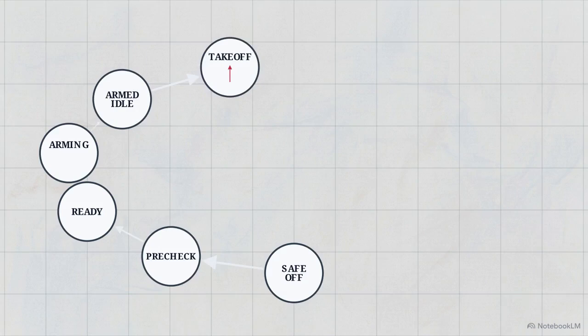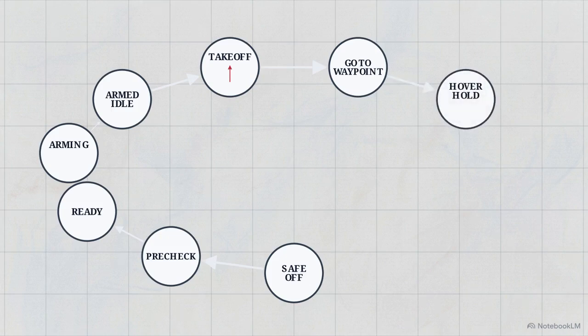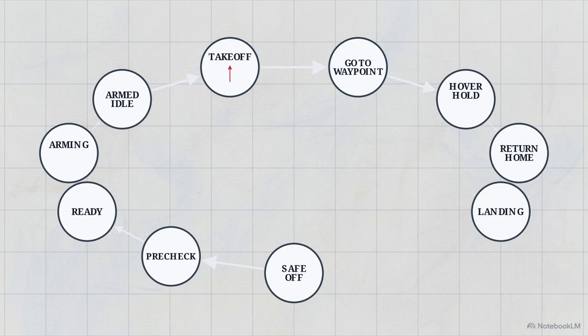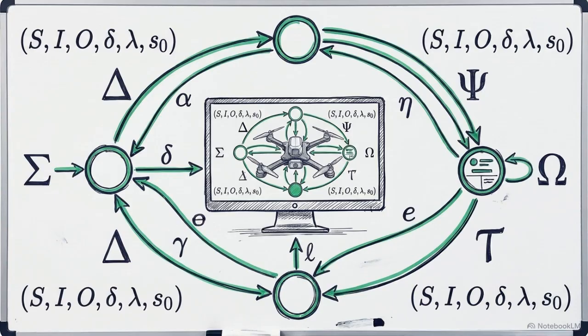A takeoff command initiates a controlled climb. Once the drone reaches mission altitude, it transitions into active navigation in the go-to-waypoint state. Upon arrival, a timer dictates the duration of the hover hold before the system automatically transitions to return home. A controlled descent triggers landing, and touchdown detection initiates disarming. This shuts down the motors and routes the logic back to safe off, completing the mission cycle. This closed-loop graph proves the nominal flow operates as a deterministic cycle under ideal conditions.